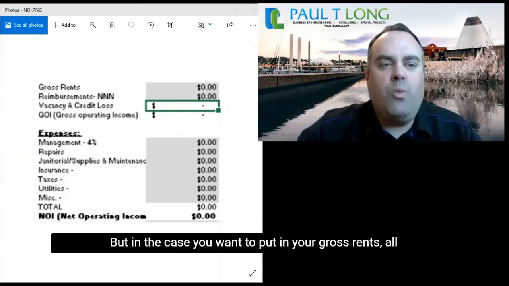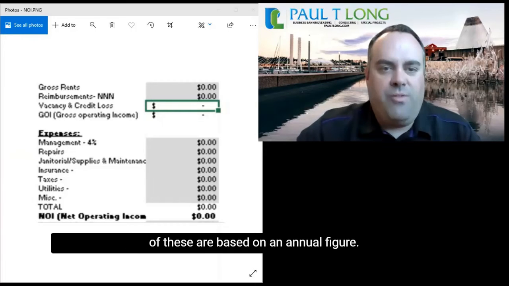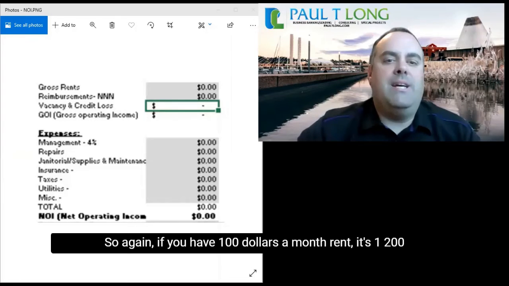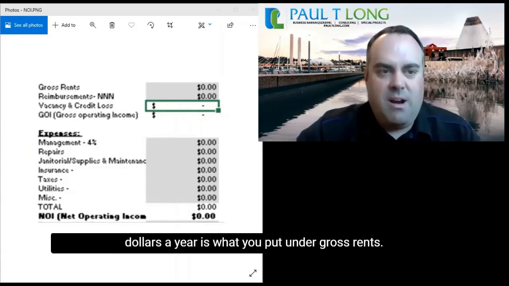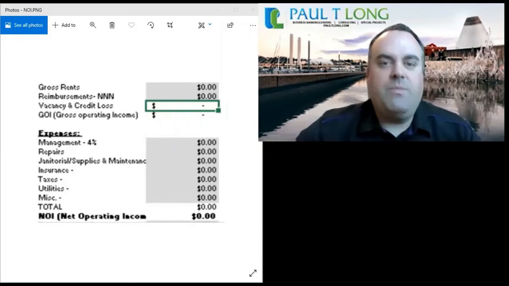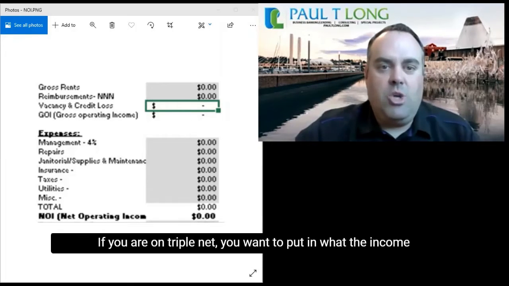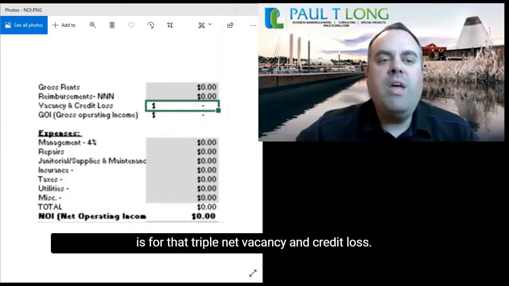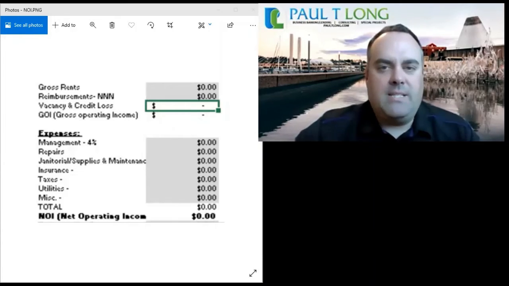In the case you want to put in your gross rents, all of these are based on an annual figure. So again, if you have $100 a month rent, it's $1,200 a year is what you put under gross rents. Reimbursements, triple net. If you are on triple net, you want to put in what the income is for that triple net. Vacancy and credit loss.